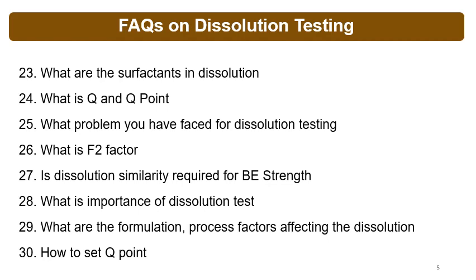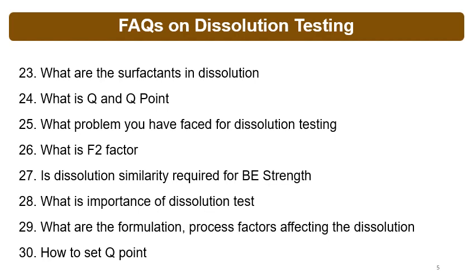Sometimes the question may be asked, have you worked on a combination formulation, and have you developed a method for a combination formulation? Then, what is the F2 factor? F1 and F2 are the difference factor and similarity factor as per the regulatory guidelines, which are calculated to understand the similarity and differences between two dissolution profiles, that may be between the reference product and the test product, or between two different batches.